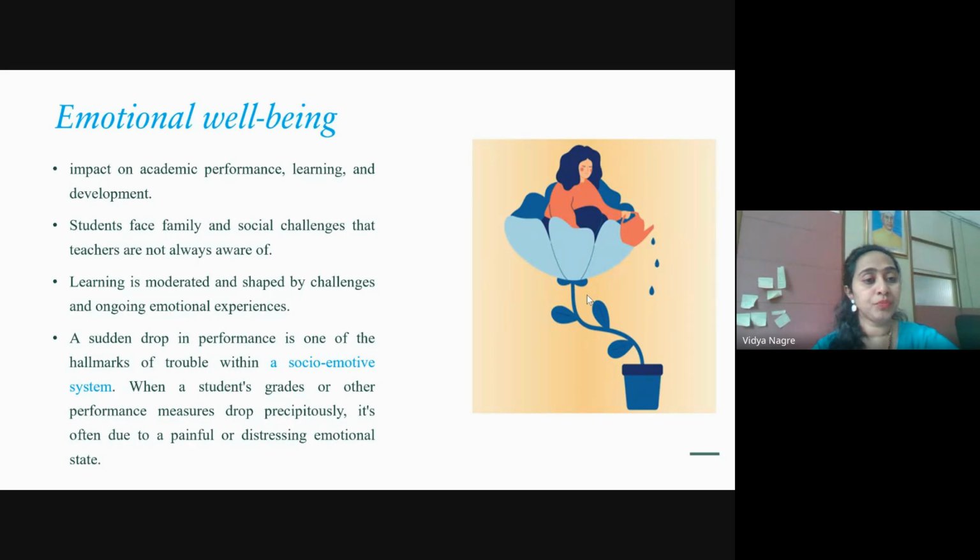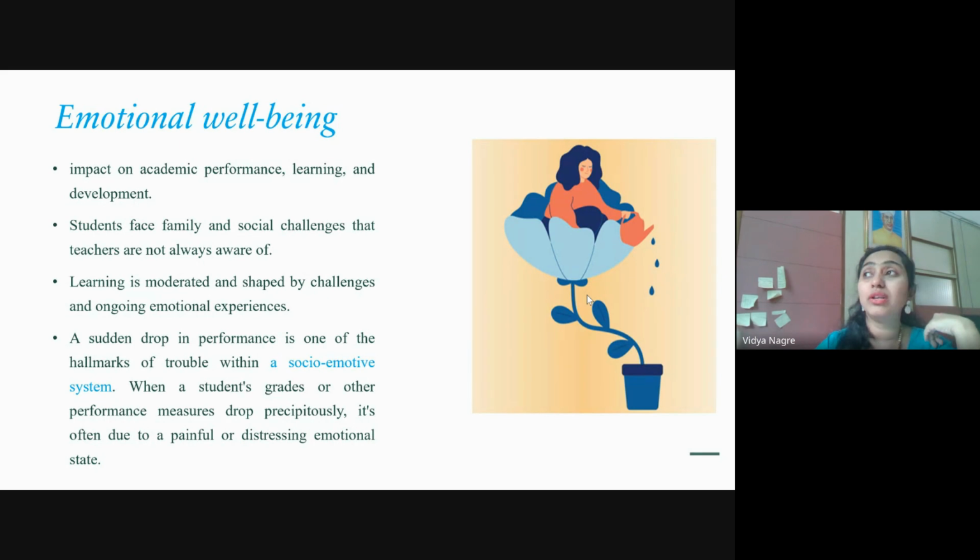Students face family or social challenges that teachers are not always aware of. And of course, as a teacher, you are not supposed to know everything, because that is impossible. But definitely when students behave in some random way, don't judge them immediately. Try to understand the reason behind it. There are always reasons behind every kind of behavior, positive or negative. Learning is moderated and shaped by challenges and ongoing emotional experience.